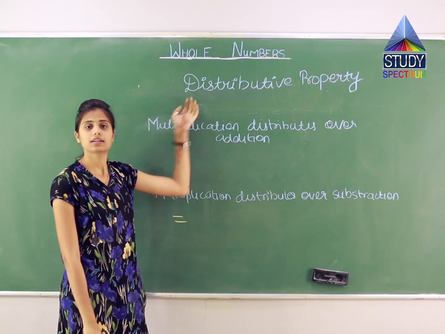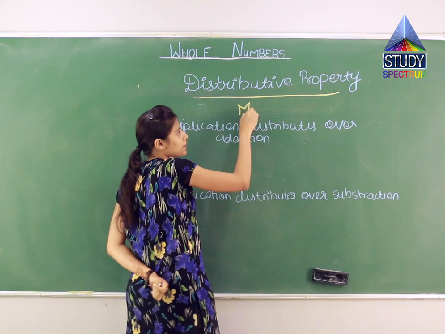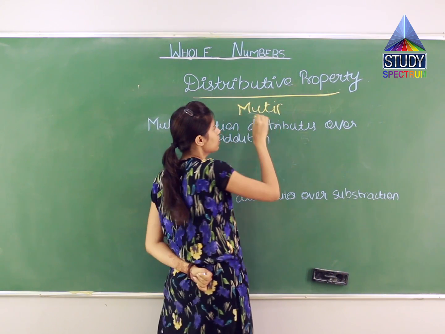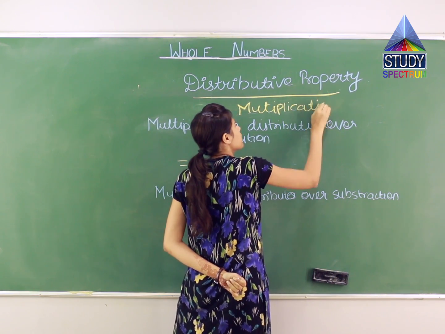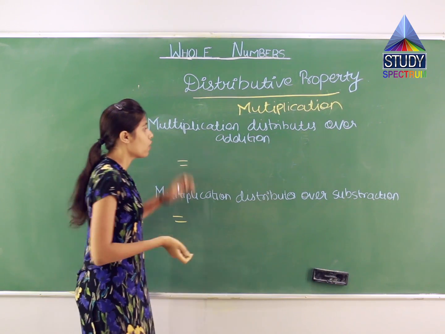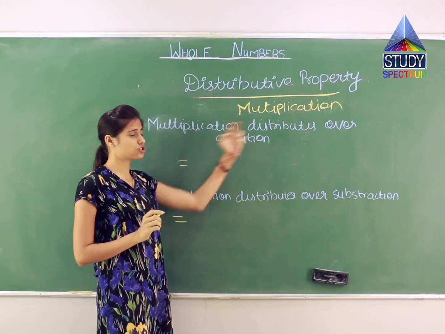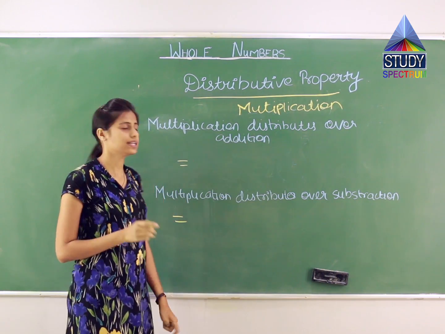Now we will learn the distributive property. This property is for multiplication. This is a part of multiplication property. Now let us understand what is this distributive property. This distributive property can be used or can be distributed over addition or can be distributed over subtraction. Now let us understand how.